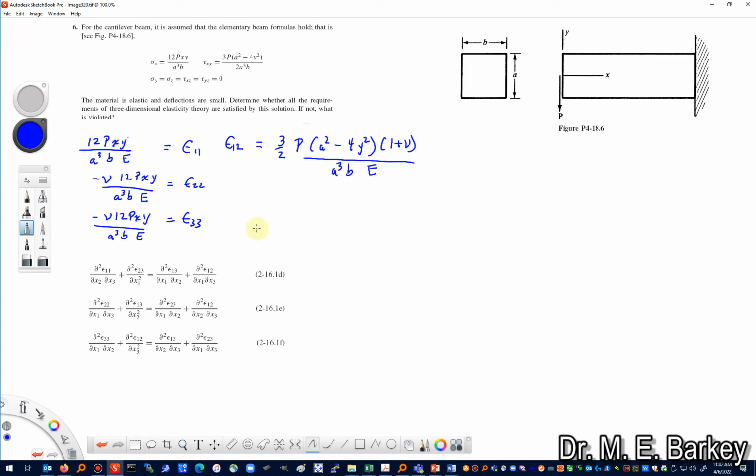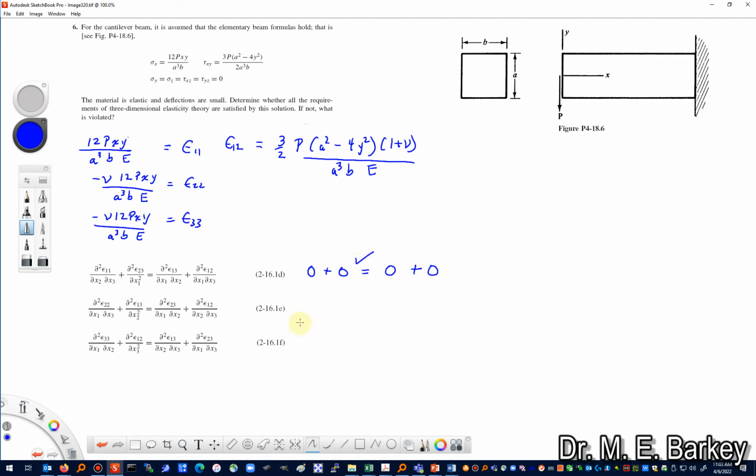There's no z in there, so that one for first term is 0. Second partial derivative of epsilon 2, 3. We don't have any 2, 3, so that's 0. We don't have any epsilon 1, 3, so that is 0. We do have an epsilon 1, 2, but there's no z term in it, so that's 0. So that one checks out.